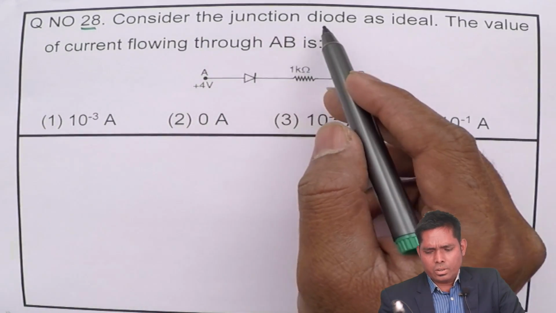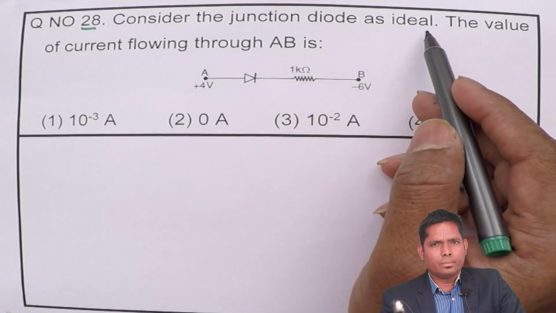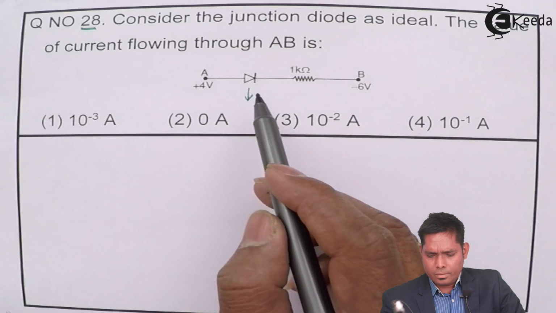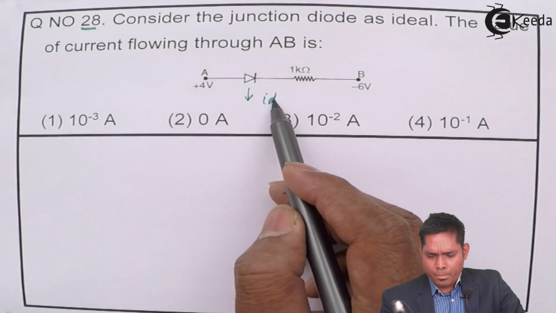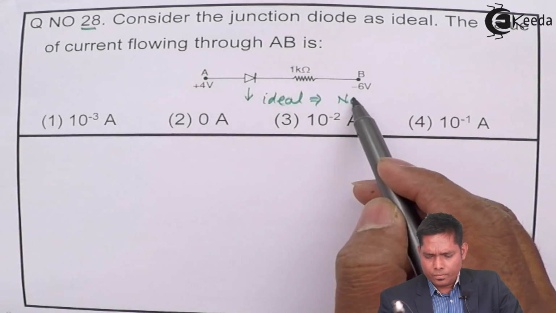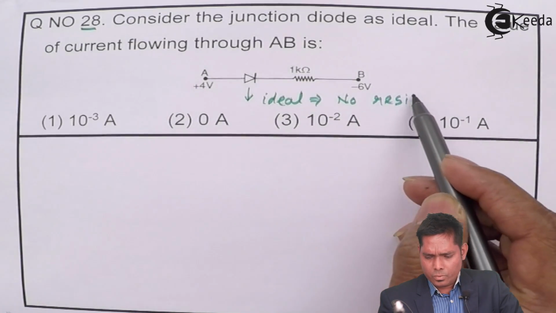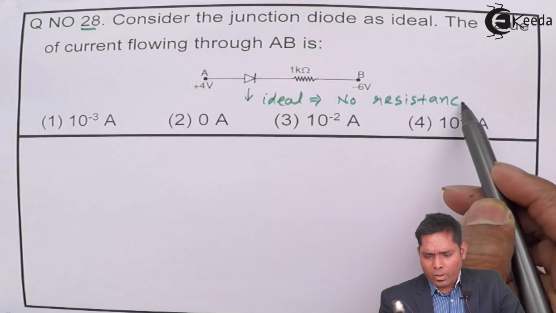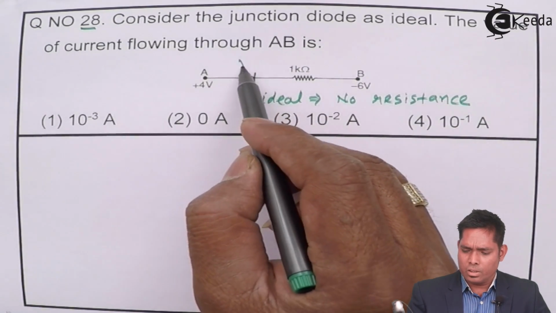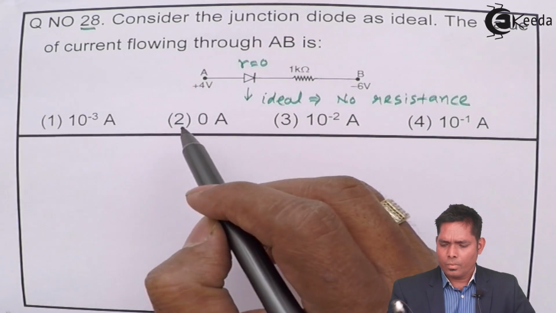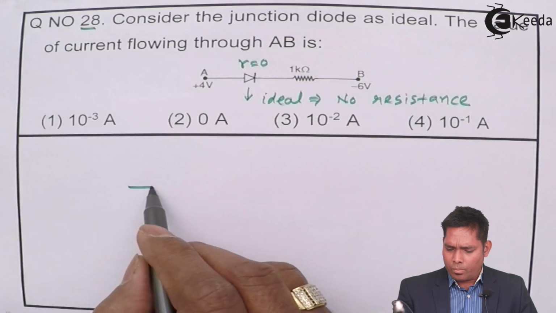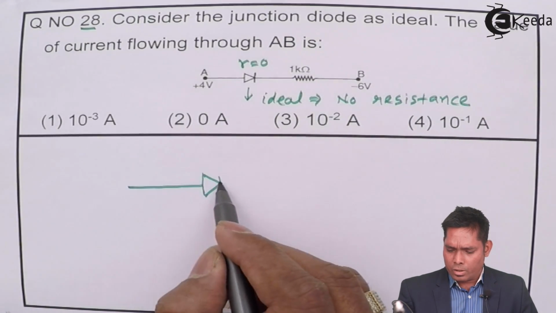Consider the junction diode as ideal. This diode is ideal. Ideal implies no resistance. So this diode actually projects no resistance. So here the resistance of this diode is 0. The value of current flowing through AB. So basically this is a diode which has no resistance.